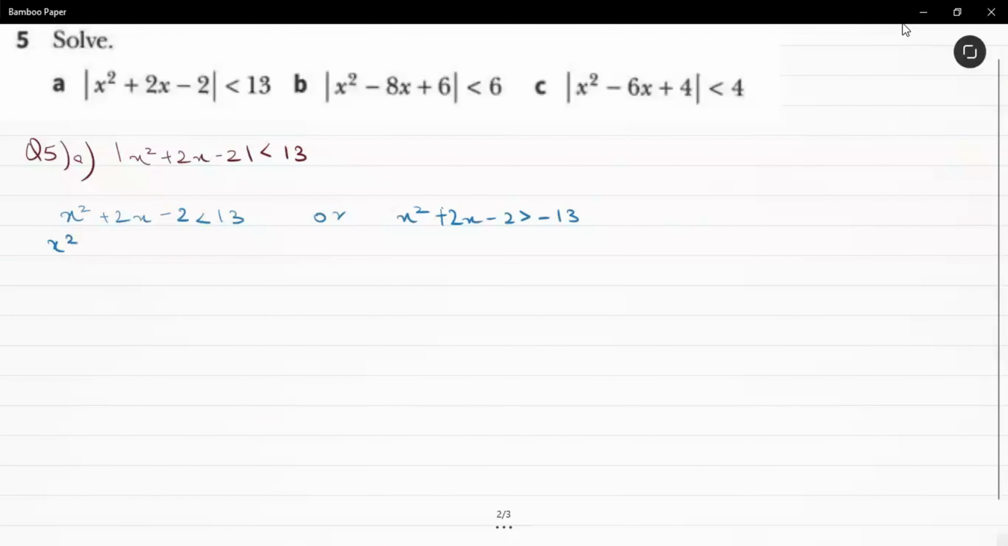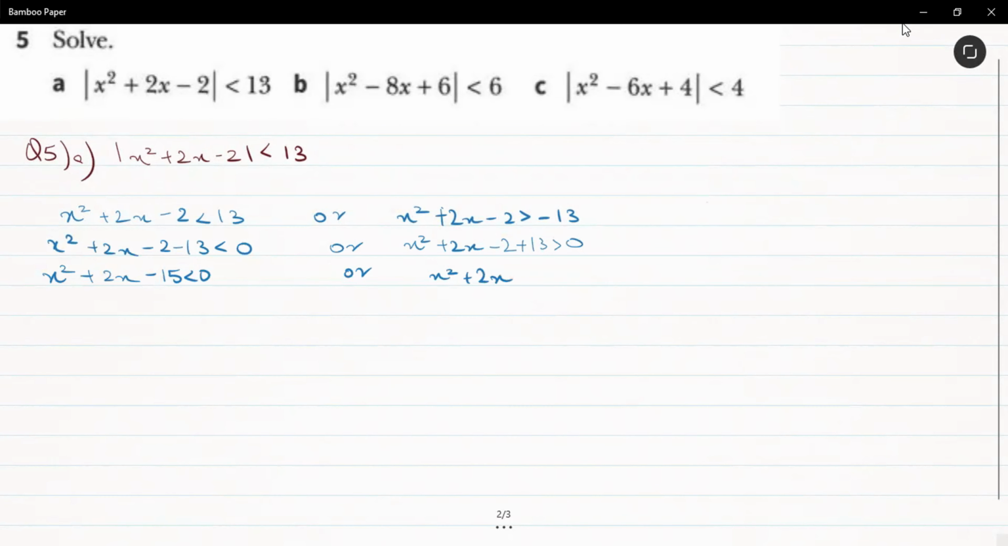x squared plus 2x minus 2 minus 13 is lesser than 0, or x squared plus 2x minus 2 plus 13 is lesser than 0. Okay. So we are going to get x squared plus 2x minus 15 is lesser than 0, or x squared plus 2x minus 2 plus 13 is going to be positive 11, greater than 0.